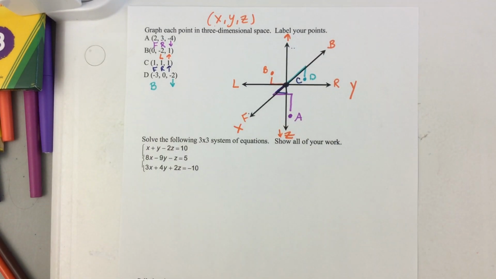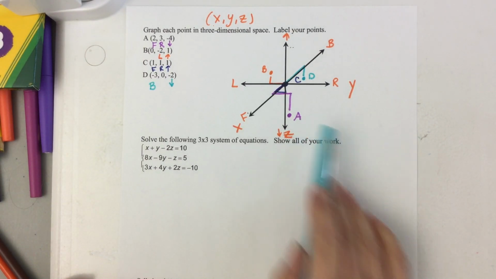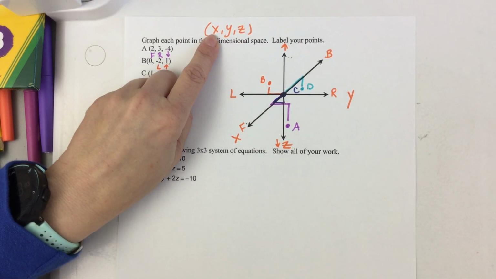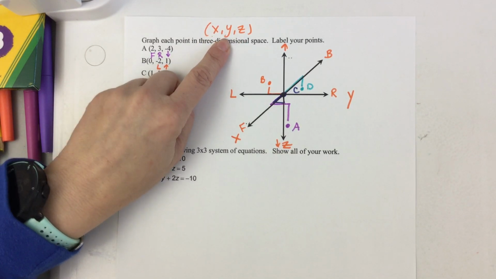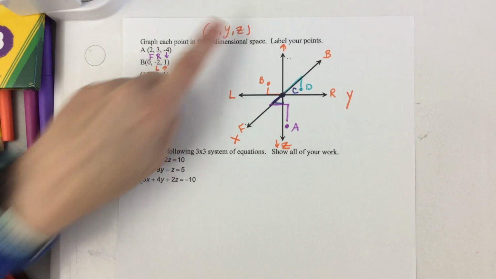So again, the main thing here is when you're graphing an ordered triple, you have to show the path you take. It's always x, y, and z. First value, forwards or backwards on the diagonal. Second value, left or right on the horizontal axis. The last value, up or down on the vertical.